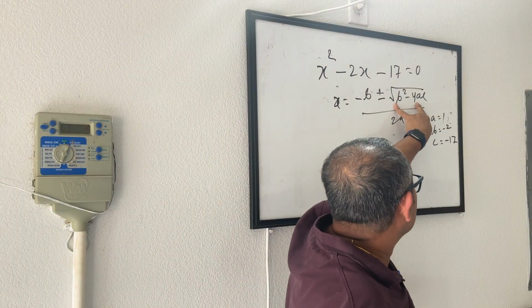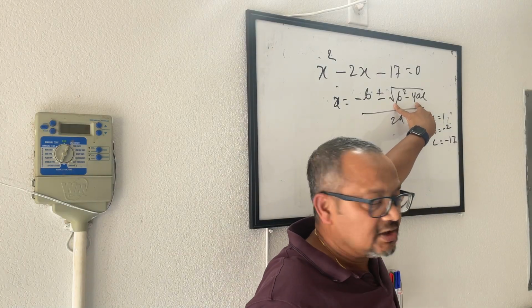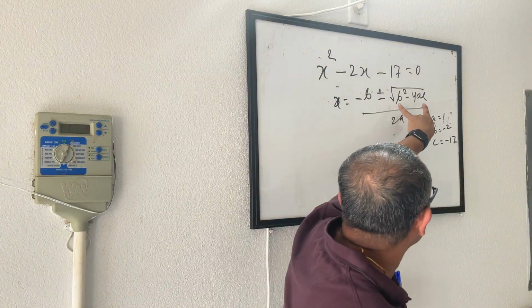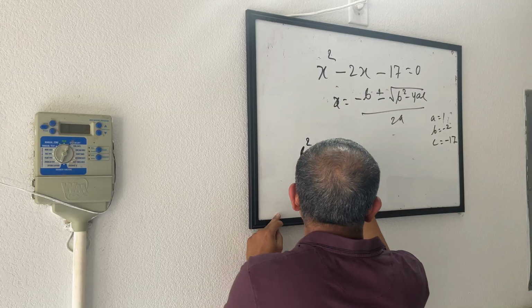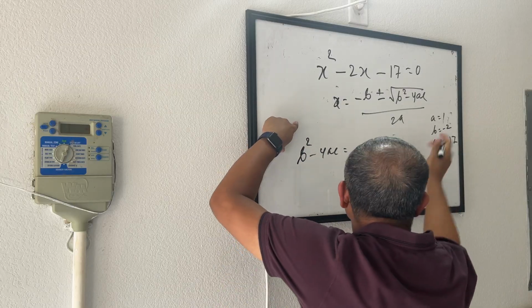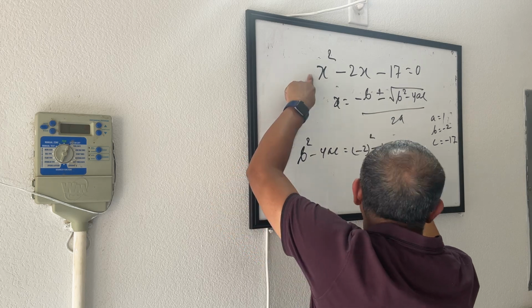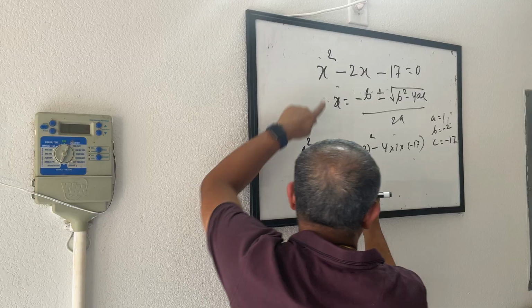If this is positive, there will be two solutions. If this is negative, no solution. If this is 0, then we are talking about only one solution. Let's look at what is the value of my discriminant. So b square minus 4ac will be equal to b square, which is minus 2 whole square, minus 4, a is 1 and c is minus 17. What am I talking about?